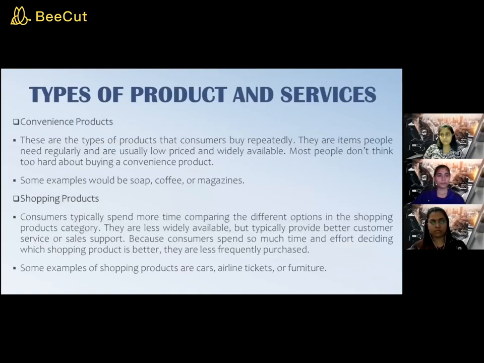Second is shopping products. Consumers typically spend more time comparing the different options in the shopping products category. They are less widely available but typically provide better customer service or sales support. Because consumers spend so much time and effort deciding which shopping product is better, they are less frequently purchased. Some examples of shopping products are cars, airline tickets, or furniture.